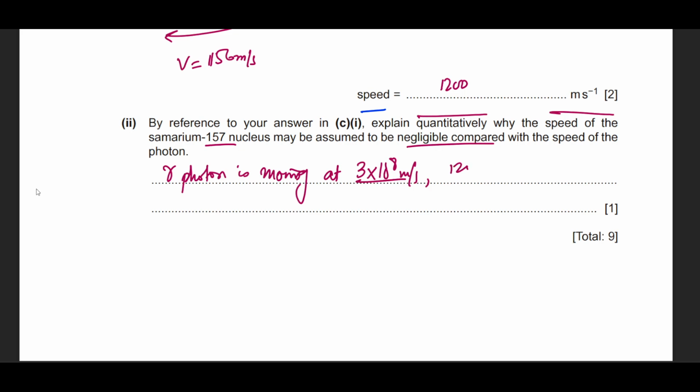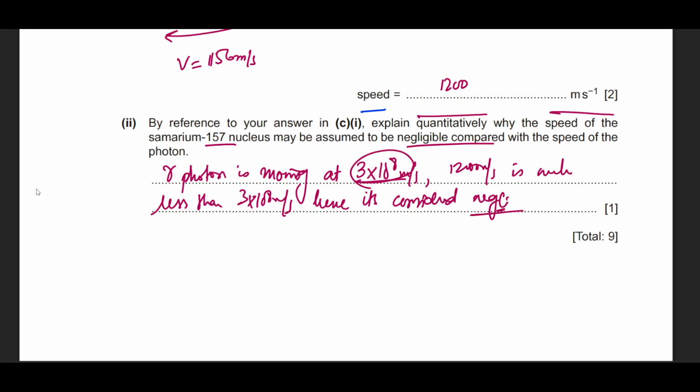And the speed 1200 meters per second is much less than 3 into 10 to the power 8 meters per second. Hence, it's considered negligible, right? So you stated both values and then compared them, saying this is negligible. Okay. So I hope that we understand this paper as well.